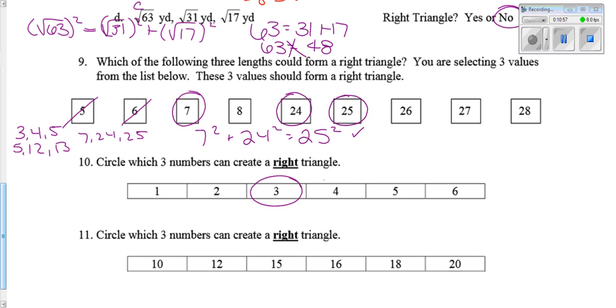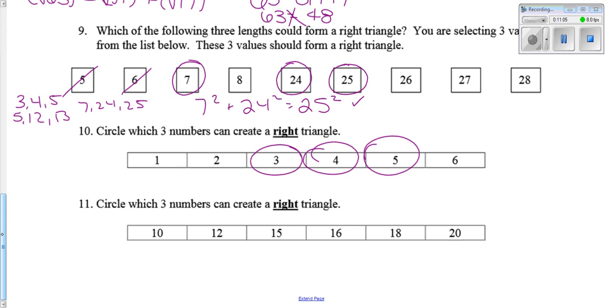Well, we know 3, 4, 5 form the right triangle because they're Pythagorean triple. 11 is another one. And this one I'm also going to use 3, 4, 5. Because 12 is 3 times 4, 16 is 4 times 4, and 20 is 5 times 4. So this is a 3, 4, 5 special right triangle.